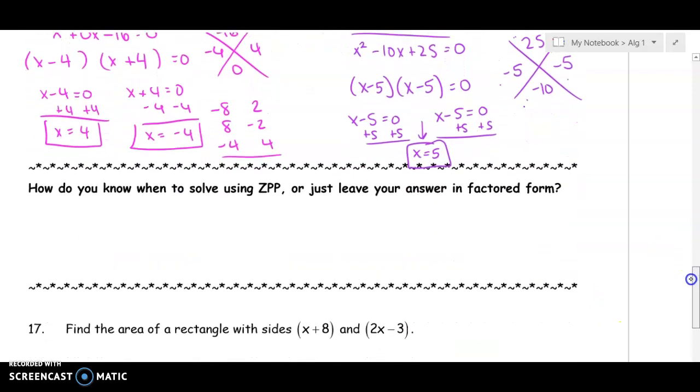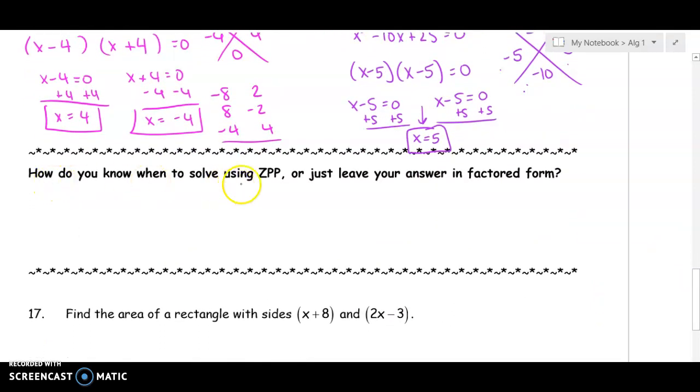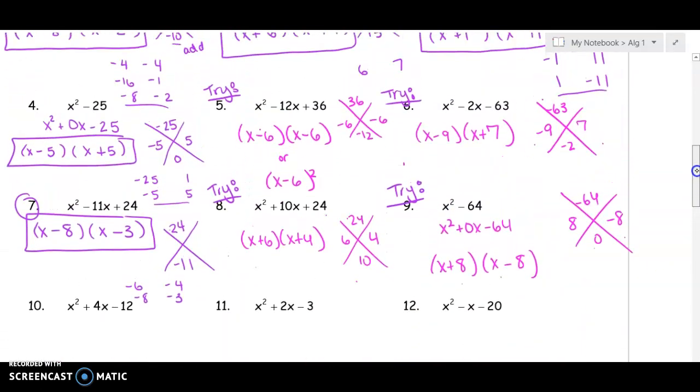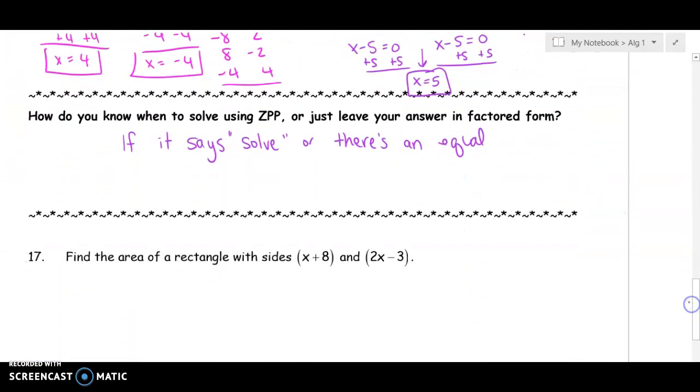And then for the ones on the bottom here, how do you know when to use just ZPP or leave your answer in factored form? All right, what's going to happen is if it says solve in the directions, or there's an equal sign in the problem. Because you'll notice the ones we just did had equal signs in them, and the ones we did at the very beginning did not have equal signs in them. So if it says solve or there's an equal sign, you're going to need to solve using ZPP. Then use the zero product property, what we just did, set things equal to 0.